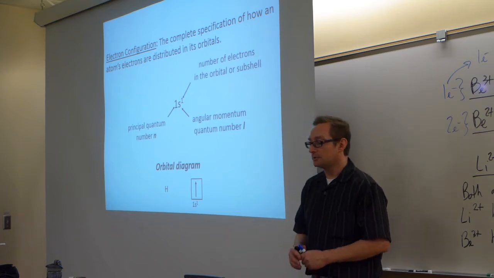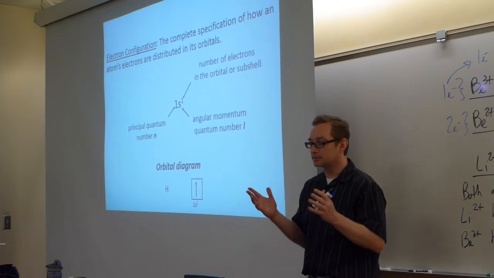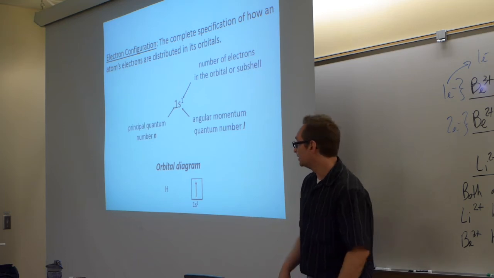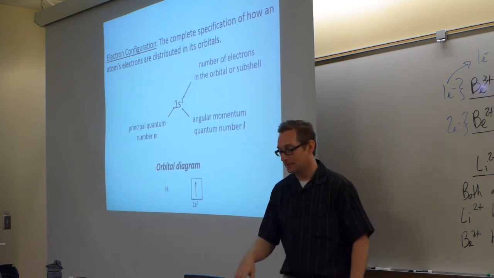So here's an example of an orbital diagram for hydrogen. It's the simplest atom. It's got one electron, 1s1, done, right?